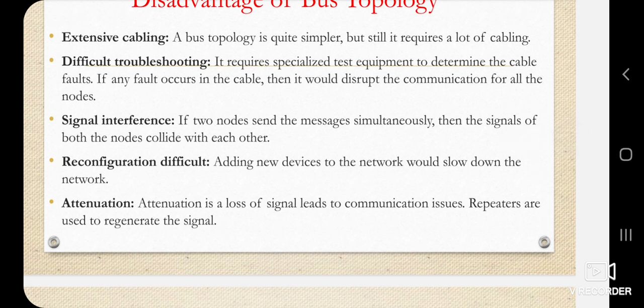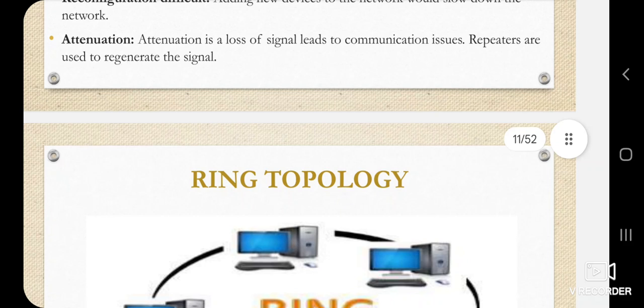If two nodes send the message simultaneously, then the signals of both the nodes collide with each other. Reconfiguration difficult. Adding new devices to the network would slow down the network. Attenuation. Attenuation is a loss of signal that leads to communication issues. Repeaters are used to regenerate the signal.